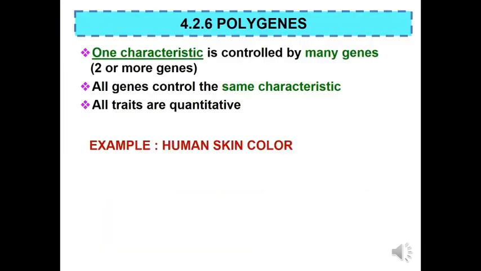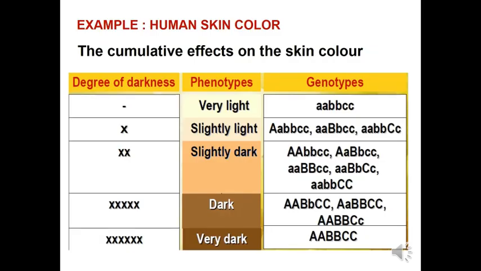The final deviation from Mendelian inheritance is polygene, when traits or characteristics are controlled by many genes. All of the traits considered as polygene are usually quantitative, or in another word, are measurable using proper instruments. A common example of this is human skin color. Here we can see the cumulative effect on skin color. Note that the degree of darkness changes with the presence of dominant allele for each gene.